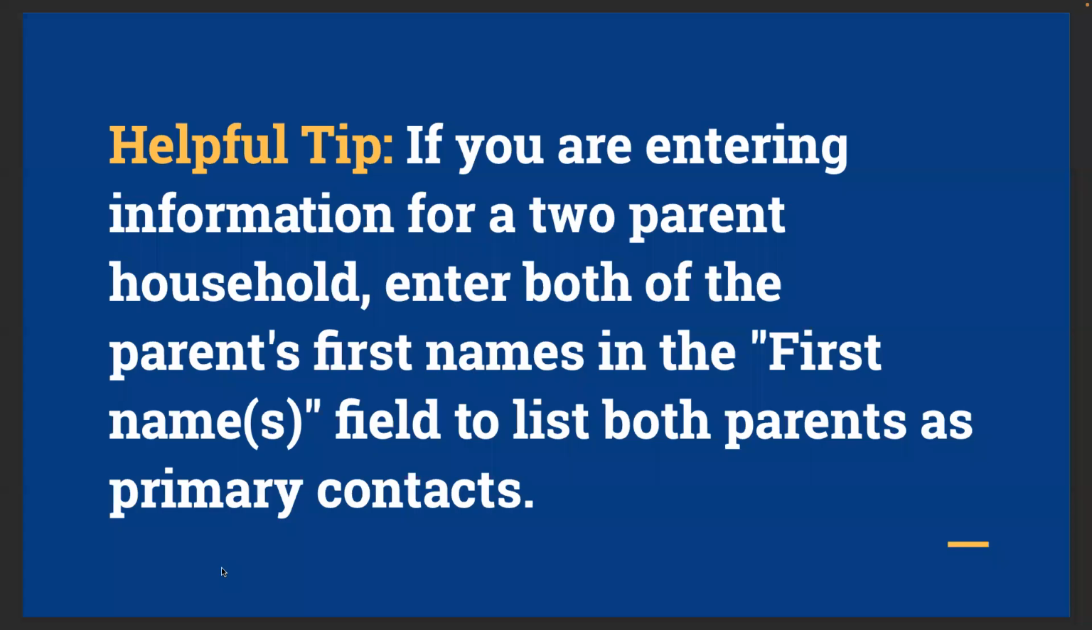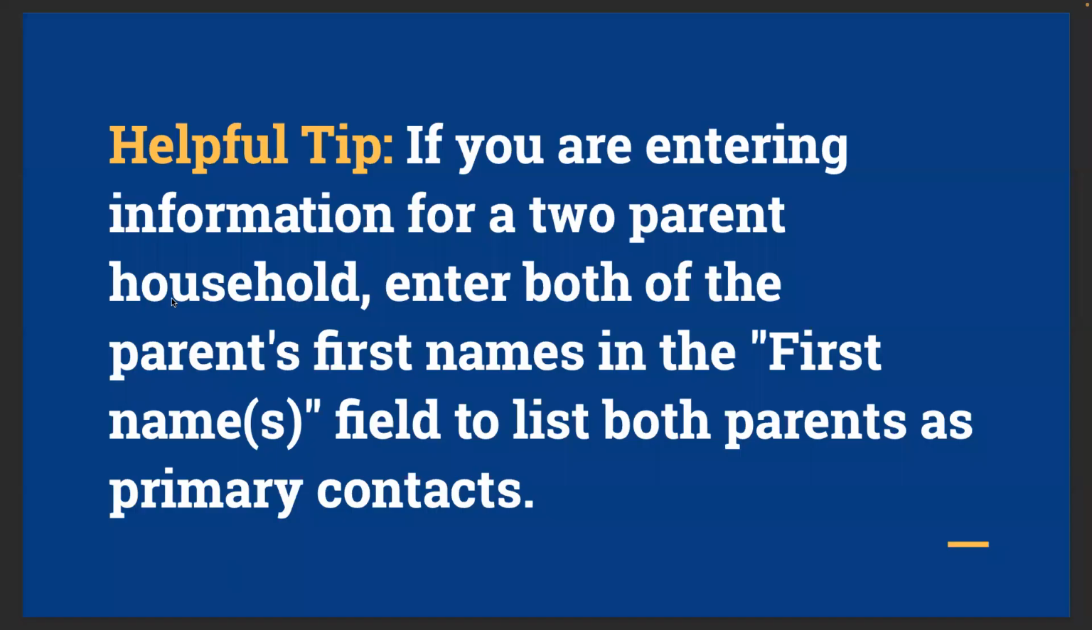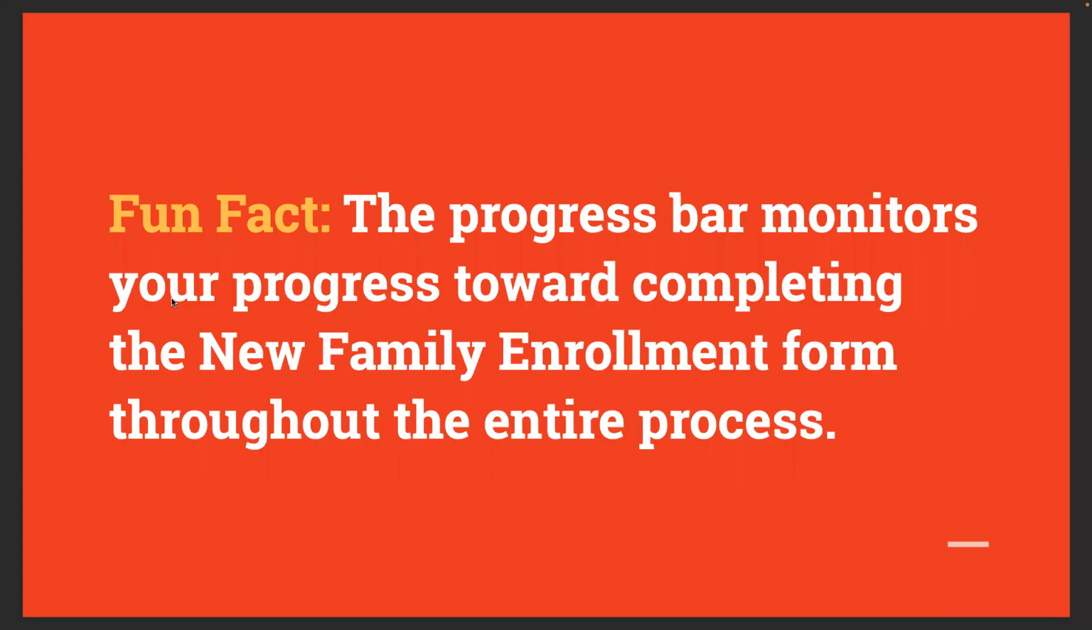Helpful tip, if you're entering information for a two-parent household, enter both of the parents' first names in the first names field to list both parents as primary contacts. I'll just back up here. So to list mom and dad, you would want to put both of their names here in the first names box. Fun fact, the progress bar monitors your progress toward completing the new family enrollment form through the entire process. So similar to online registration, you got that progress bar letting you know how far you've come and how much you got left to go.